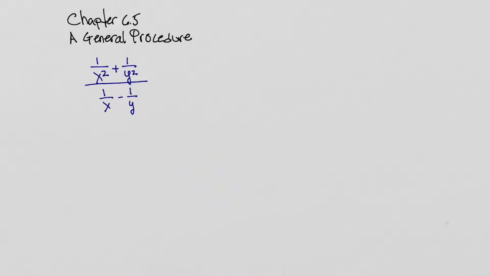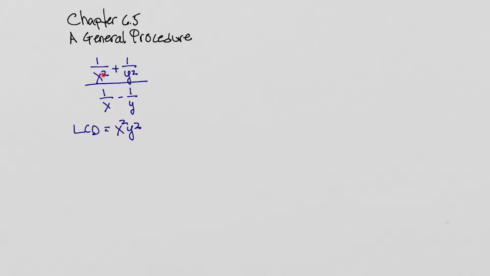Let me show you a general procedure for dealing with complex rational expressions. Let's do it with this complex expression right here. Let's start by finding the LCD of these four terms. So we know that the LCD here is, let's write it down here, x squared y squared, right?